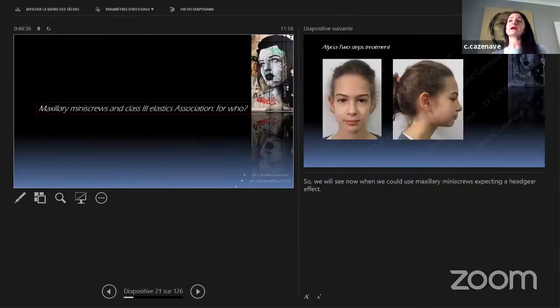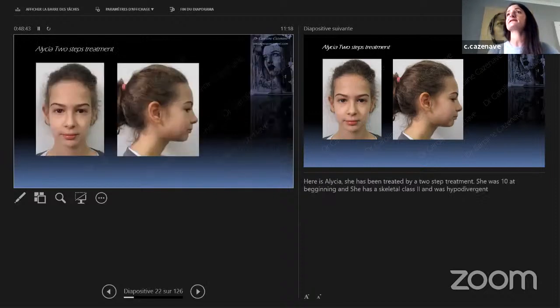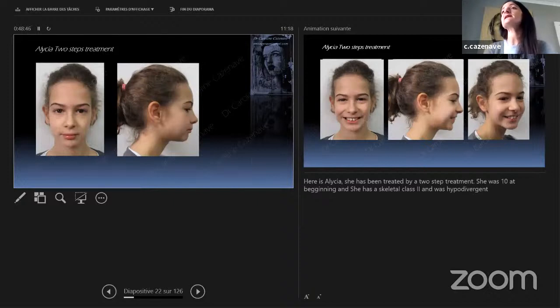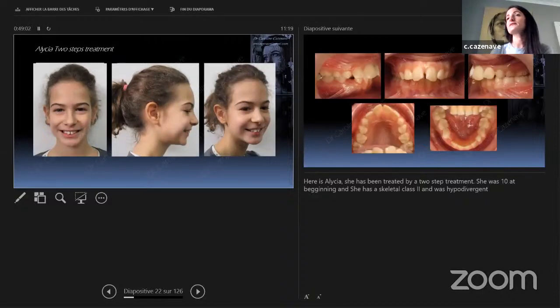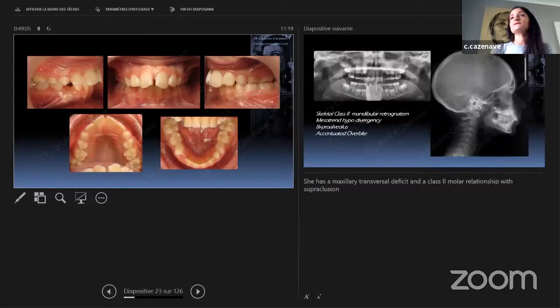So we will see now when we could use maxillary mini screws expecting a headgear effect. Here is Alicia. She has been treated by a two-step treatment. She was 10 at the beginning of the treatment, and she has the skeletal class 2 and was mesotrend with a hypodivergent tendency. On the intraoral view, we can see she has a maxillary transversal deficit and a class 2 molar relationship with supraocclusion.